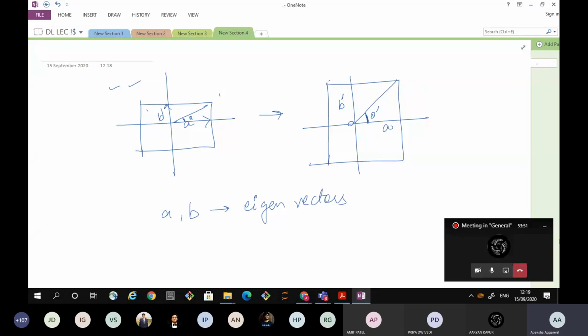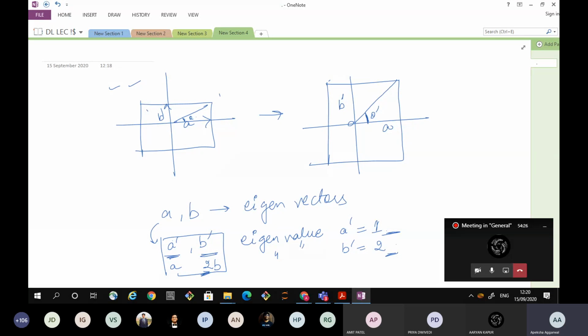Okay, and for the new vectors, A is converted to A dash, and B is converted to B dash. But A dash is the same as A, and B dash is, let's say, the same as 2B. So the eigenvalue for A dash is 1, and the eigenvalue for B dash is 2. Why? Because the magnitude is increased to 2B, and the magnitude is 1A, that is the original A.